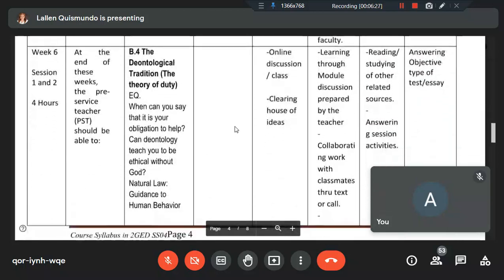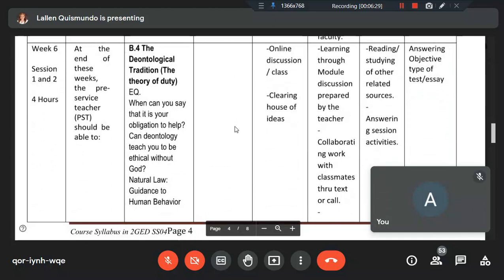Then in week 6, we will discuss the deontological tradition, or what we call the theory of duty. When can you say that it is your obligation to help? And can deontology teach you to be ethical without God? Do we really need God to be ethical, or can we live without God and still be ethical? Or do we need God to be ethical? Things like that. Then natural law, guidance to human behavior.